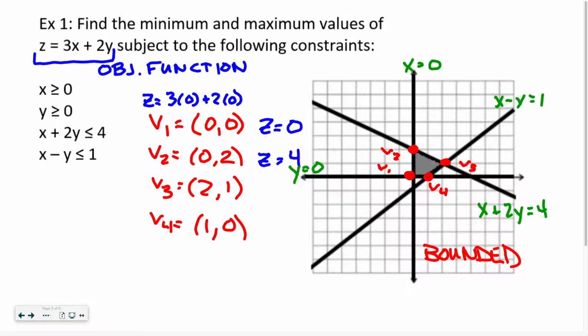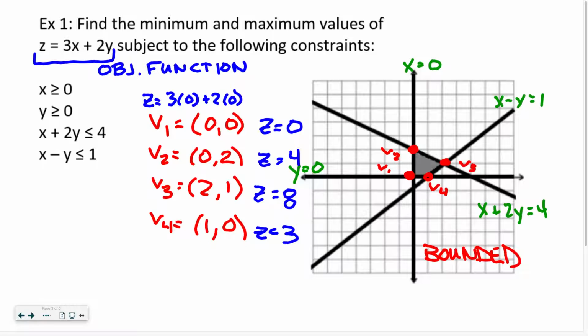If I'm testing v sub 3 equals 2, 1, 3 times 2 is 6, plus 2 times 1 is 2, so z is 8. And on this last one, z is 3. Okay. If a maximum or a minimum exists, it will occur at the vertices. Since this one is bounded, you know for sure you have one of each because it's closed. So there's a lowest point and there's a highest point.